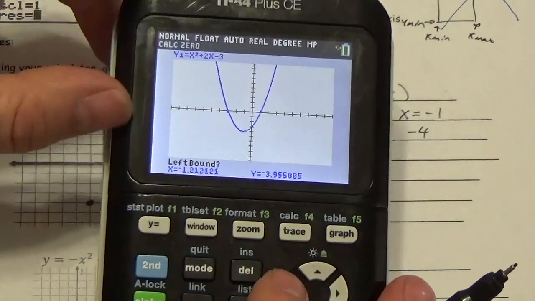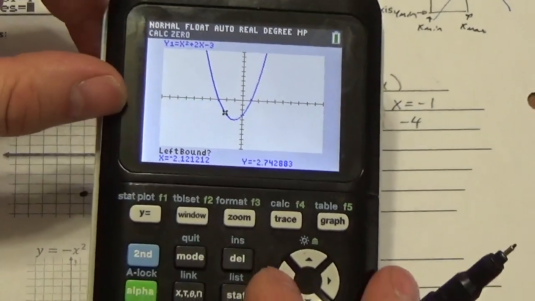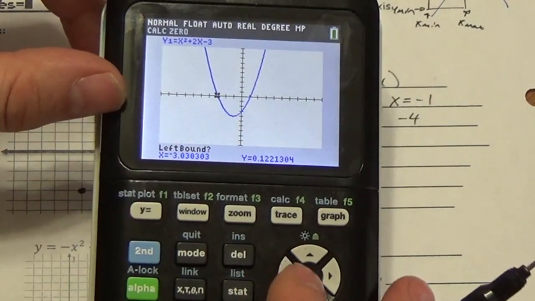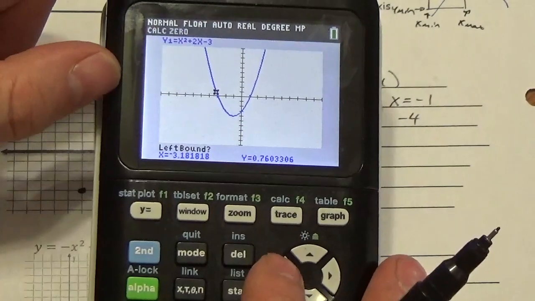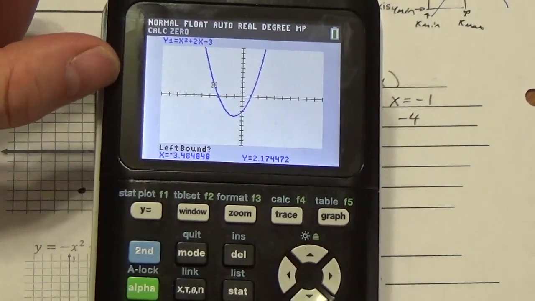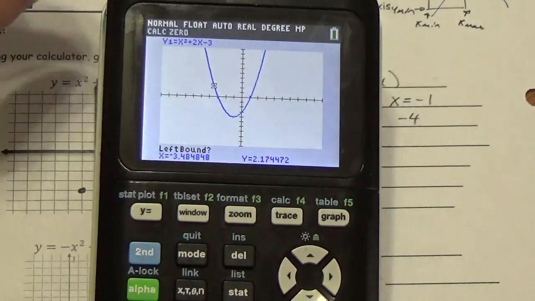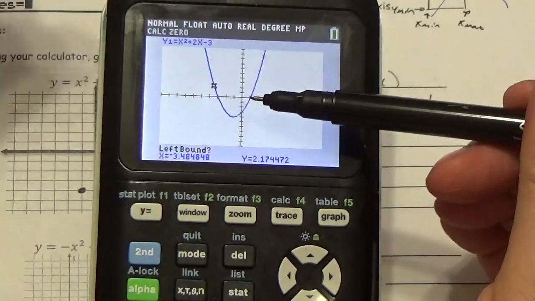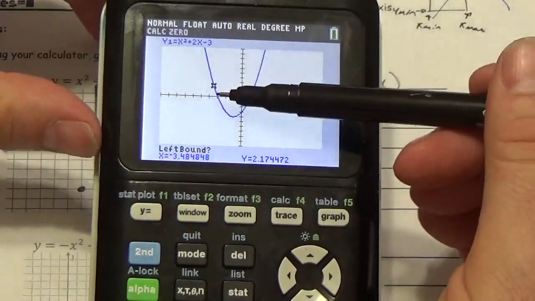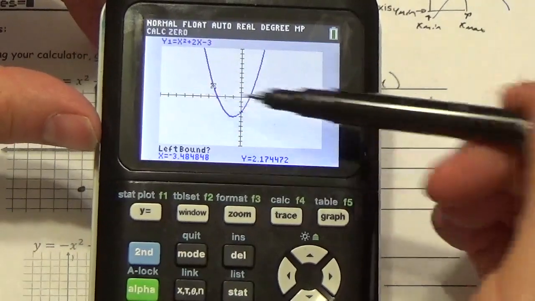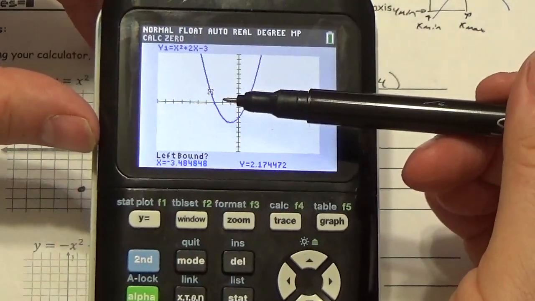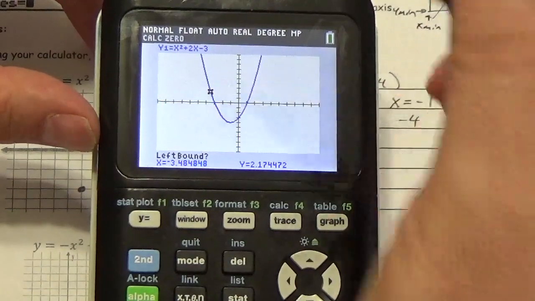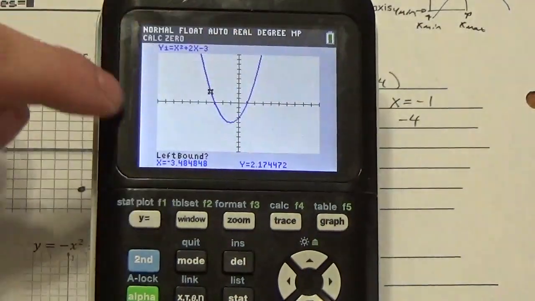So the calculator says left bound. What I've got to do is use my left and right arrow keys. I'm going to move the cursor basically so it's on top of the x-intercept, and then I'm going to press the left key a few times, just to make sure I am to the left of it. And please, I have done this with a lot of students here. Please don't confuse up and down with left and right. Okay, a really common thing to do here is to think that when I say left and right, I'm actually meaning up and down here, because it's going to change once you get over here.